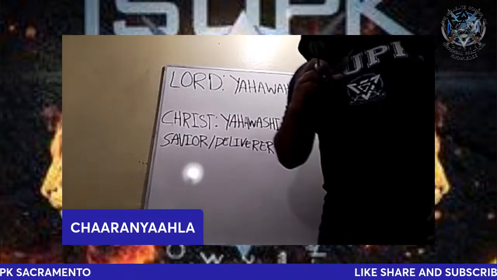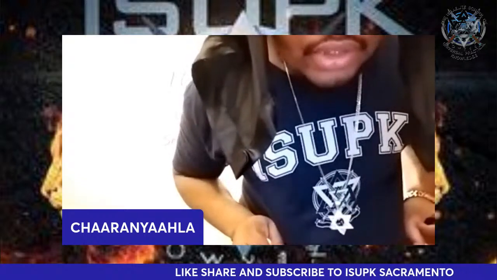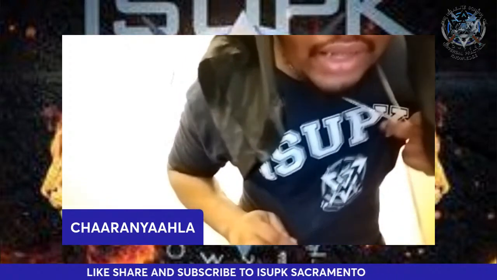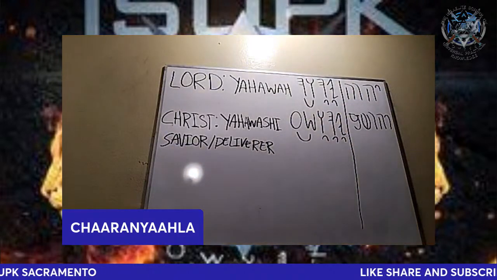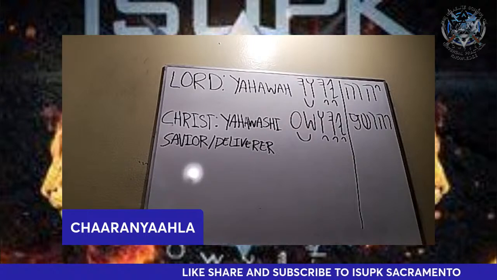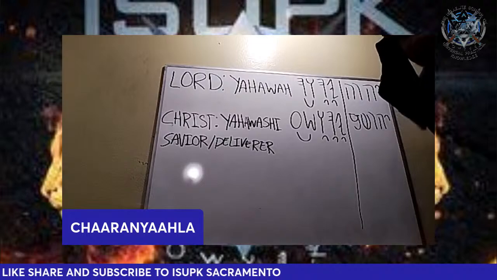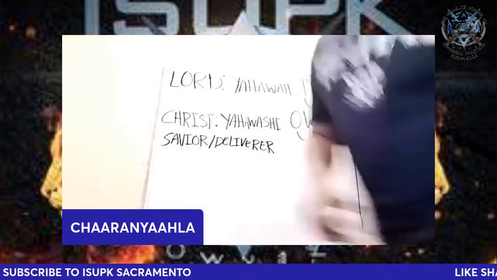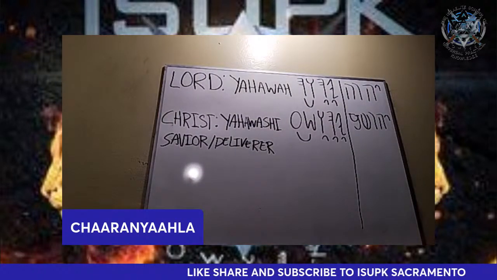Not sure if you can see it, but I have a shirt that says Christ's name in the Hebrew at the bottom of the UPK shield. It says Yahawashai, just how I just wrote it on the board. Christ, Yahawashai. To your far right, the Assyrian Hebrew. Let me see if y'all can see that. Most High Christ, Yahawashai, far right in the Assyrian Hebrew.